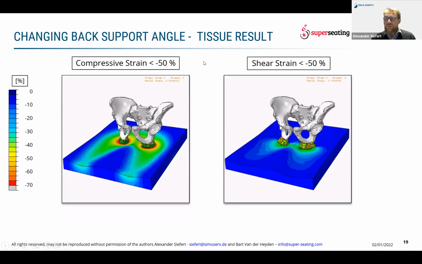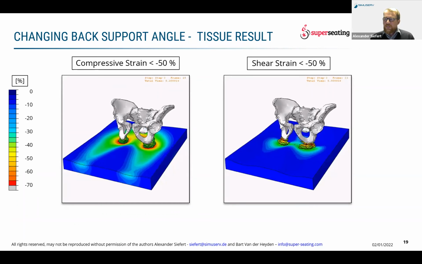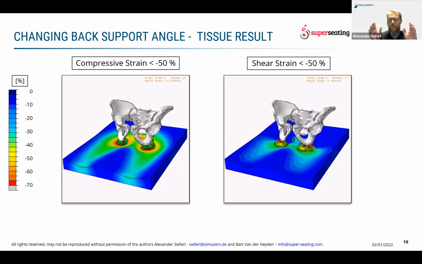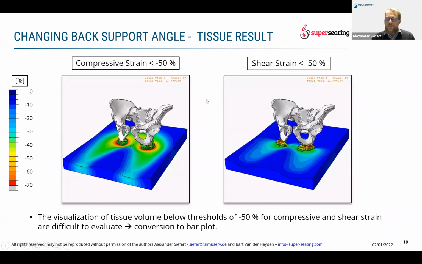And we see what's happening. Now he starts to recline. Then you can see, especially on the right side, that for the shear strain you get more finite elements, which means more tissue volume in that critical range. The compressive strains also change, but we cannot really do a detailed evaluation. This is what I said: when we only use these colorful pictures, we get some idea, but we cannot easily compare designs to each other. Therefore, we converted this information to some bar plots.